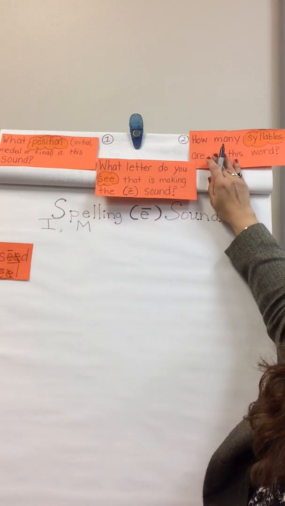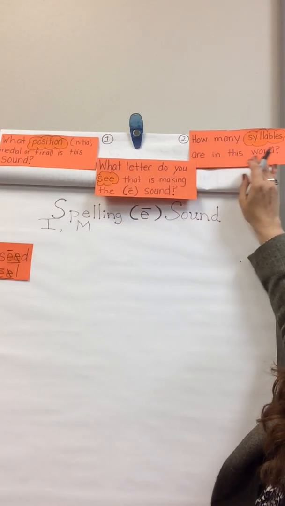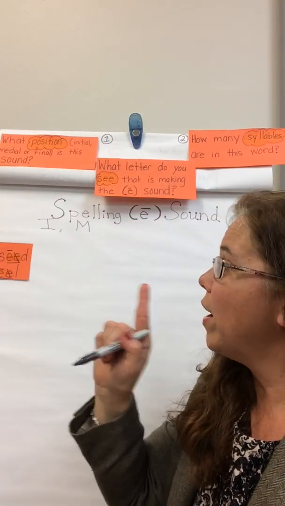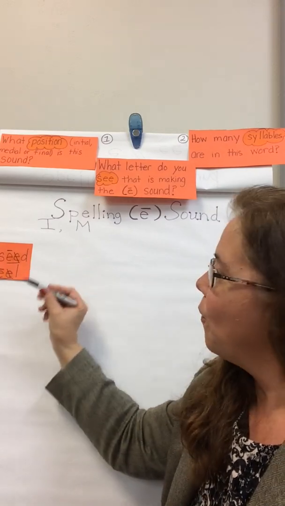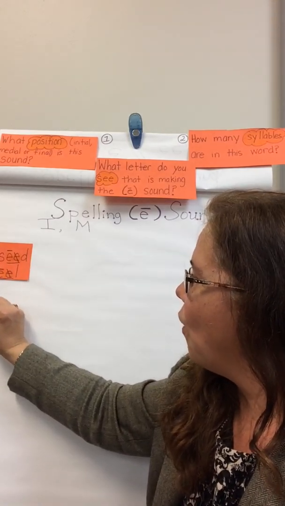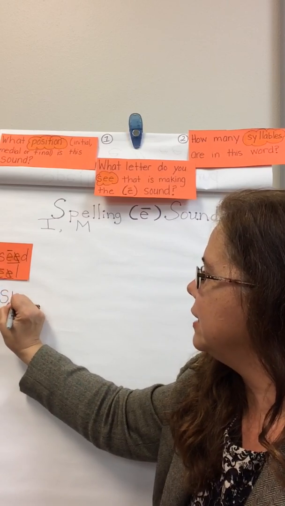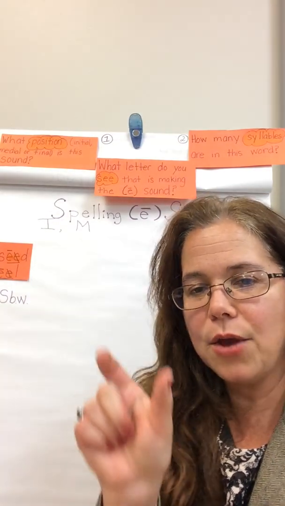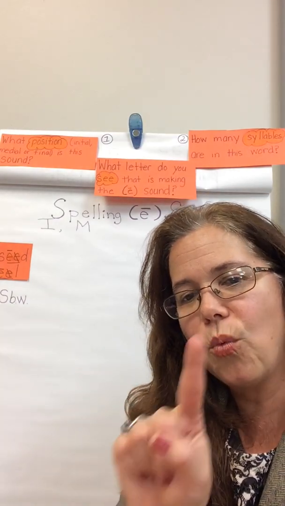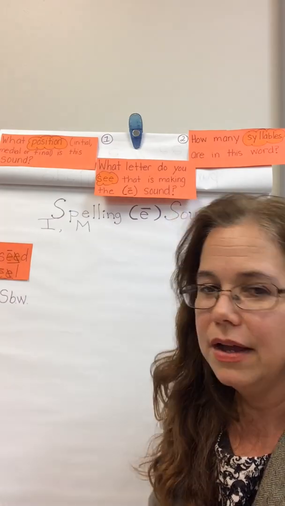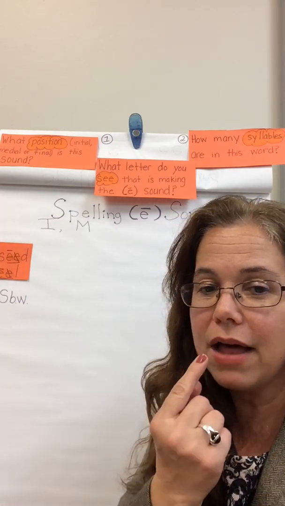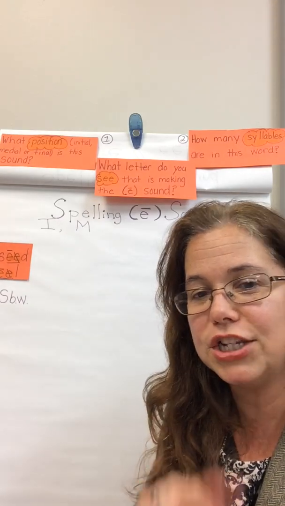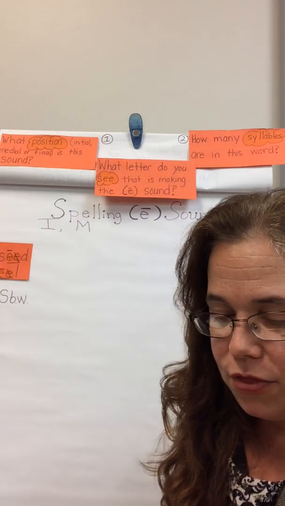Let's look at our third question. How many syllables are in this word? How many times did I open my mouth with seed? One time. Eel, one time. This is a one syllable base word. And remember, a syllable is a word or part of a word with one vowel sound. And every time we open our mouth, we are saying one syllable. So if I open my mouth two times, the word has two syllables. Let's look at some other words.